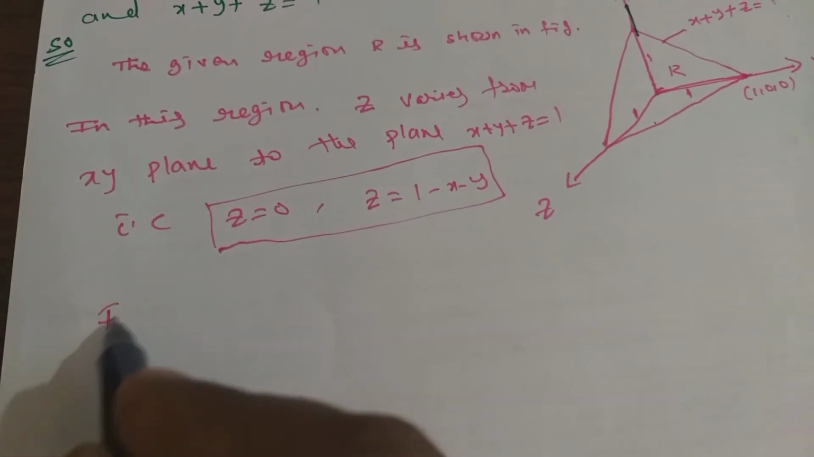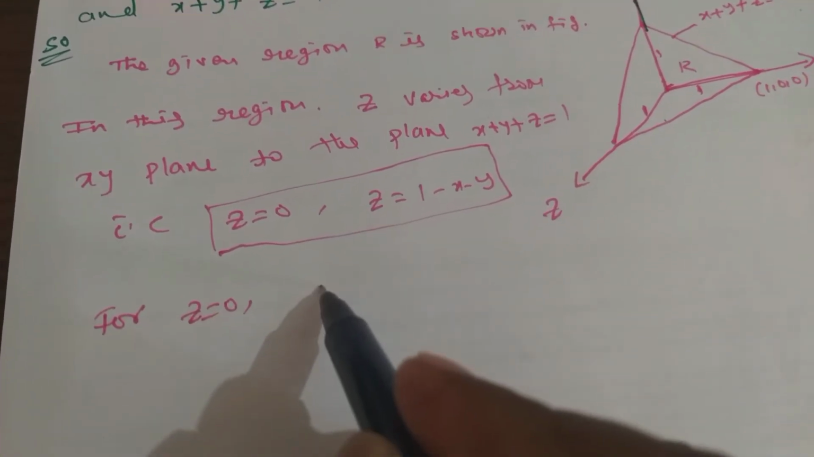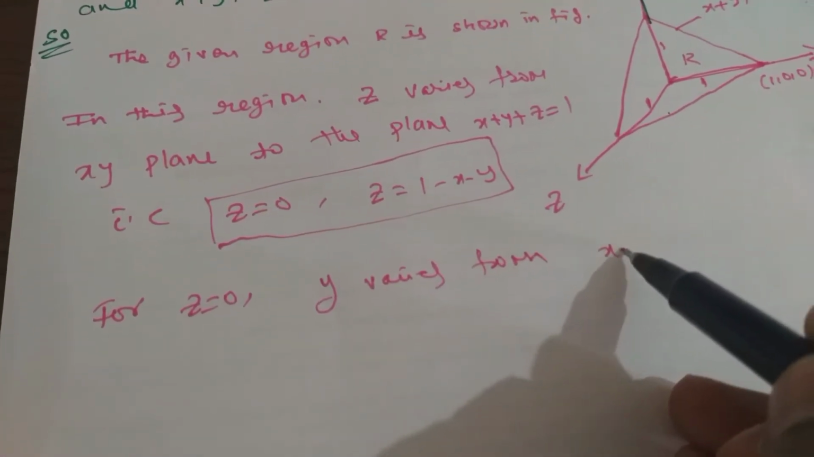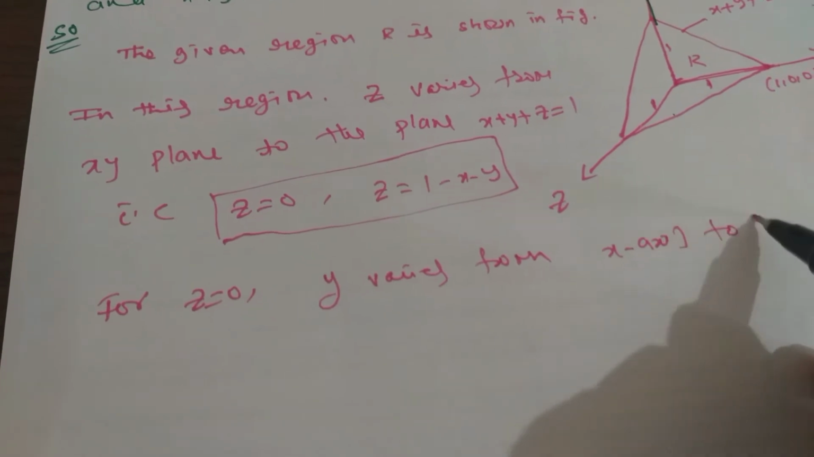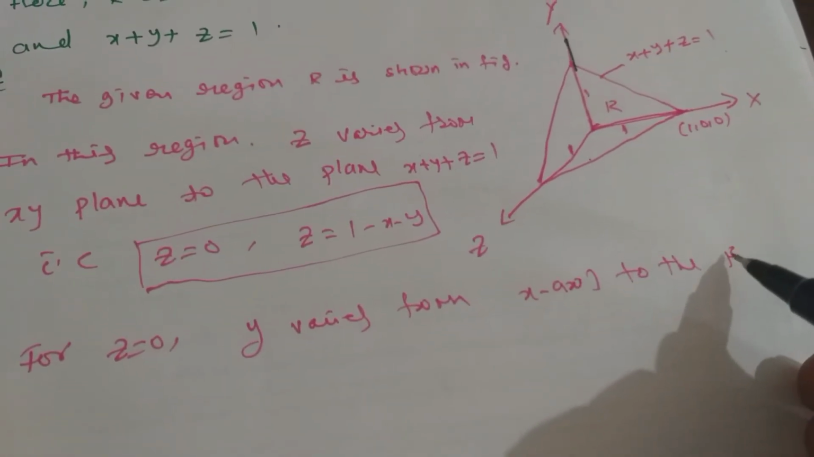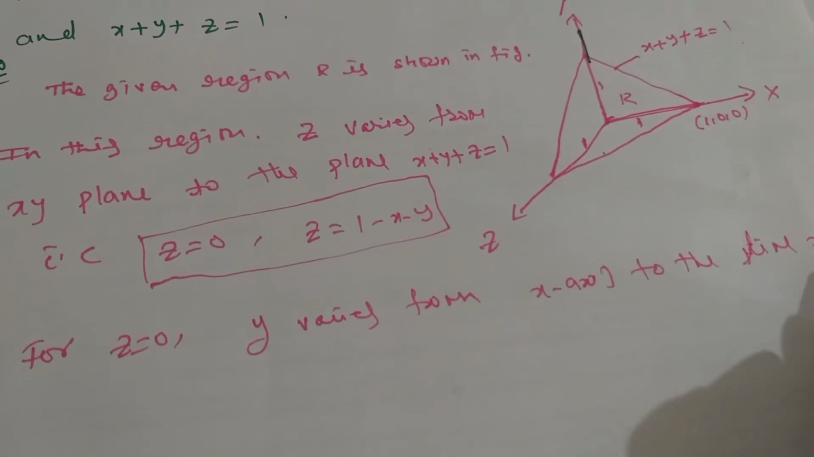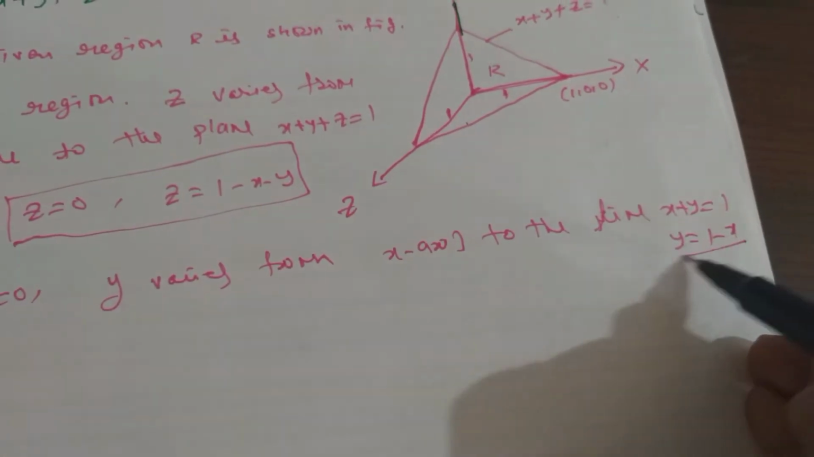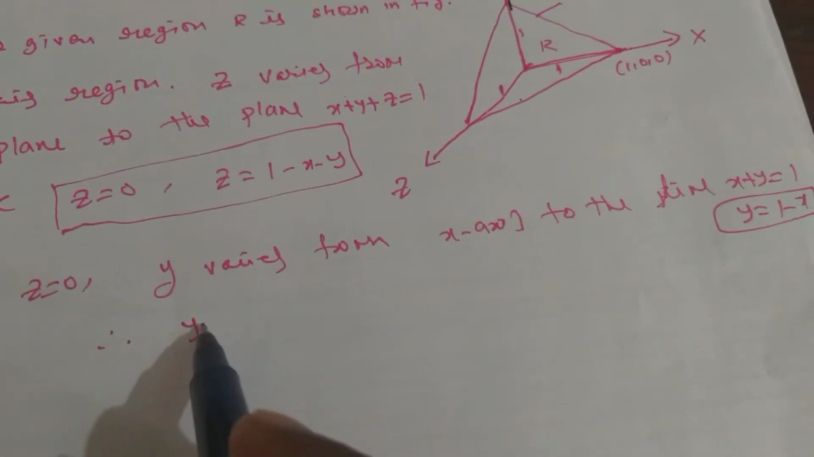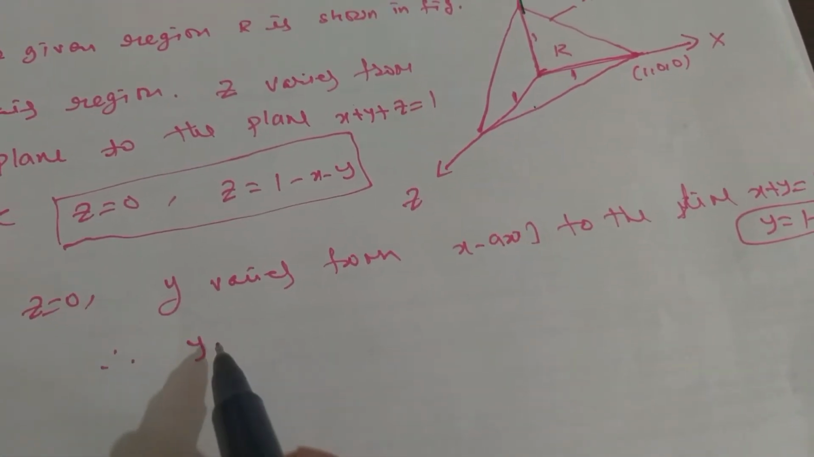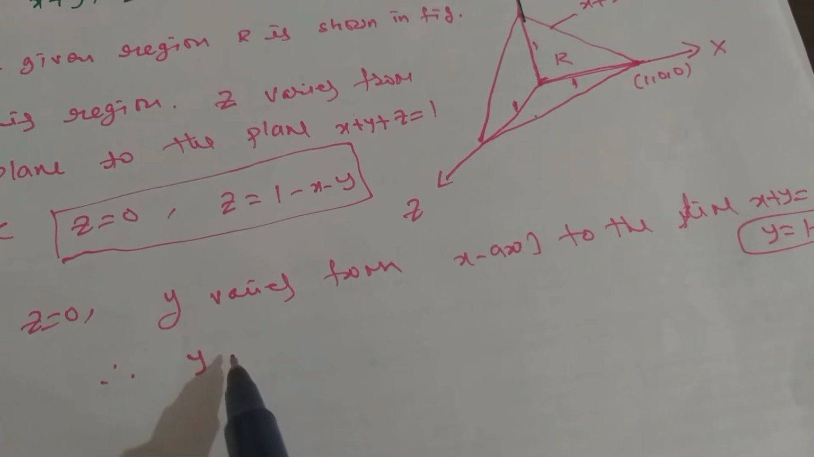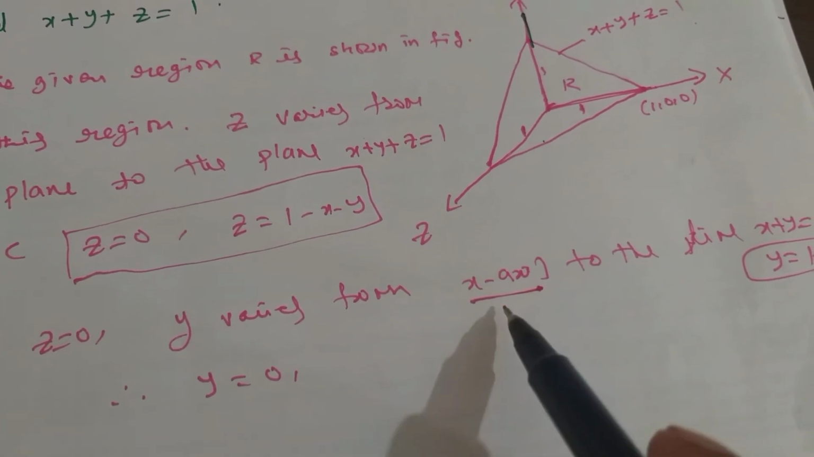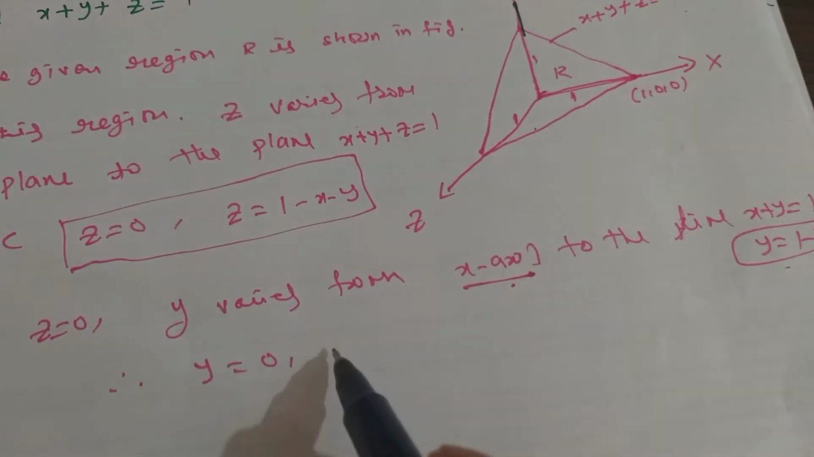And for z equal to 0, now we require y limits. y varies from the x-axis to the line x plus y plus z equal to 1 with z equal to 0. From this, y equals 1 minus x. So for z equal to 0, y is 0 to 1 minus x: at the x-axis y is 0, and the other limit is y equal to 1 minus x.